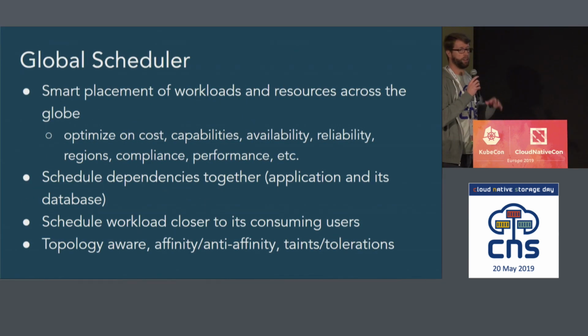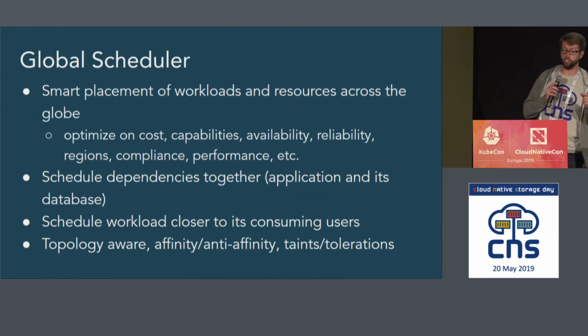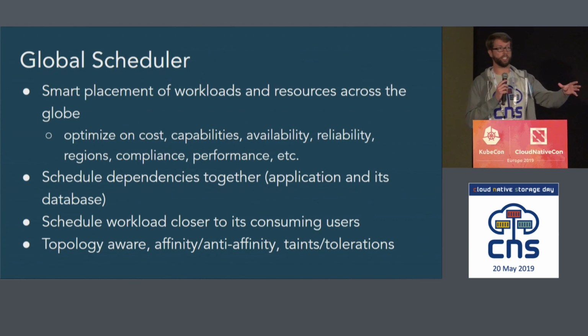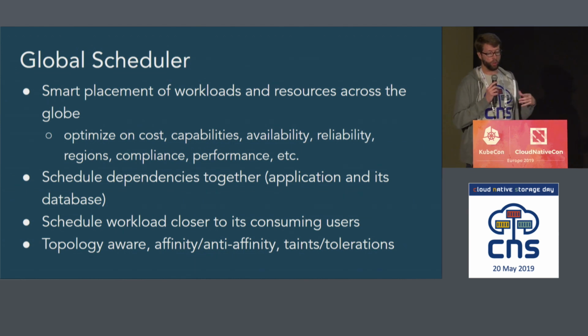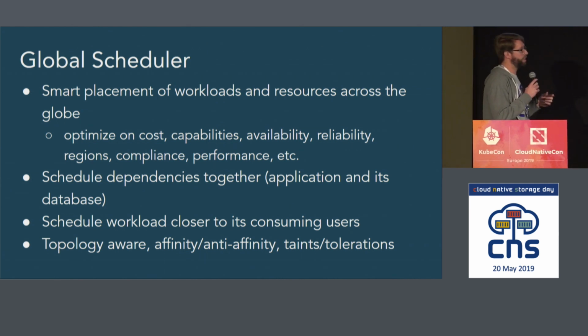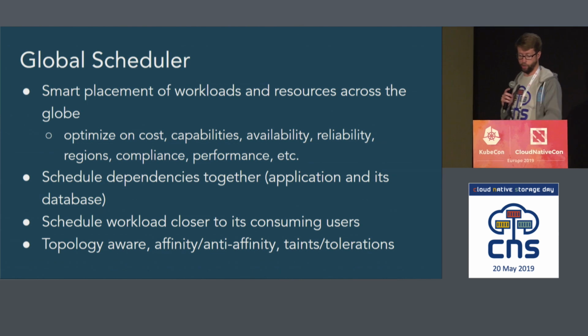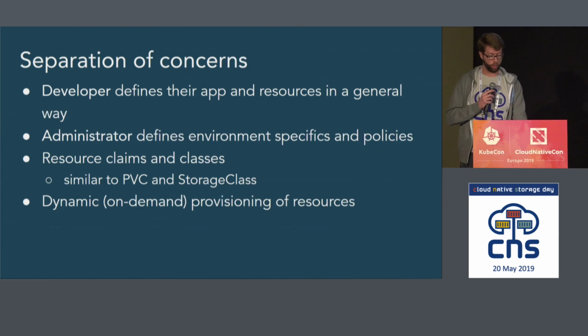When you're spanning all the different clouds, you can start doing some smart scheduling decisions. You can optimize on where you're going to place the applications and the resources so that first they're close together, so you can minimize latency for them. They're close to maybe where the user wants to consume them from. And also you can start optimizing on cost, reliability, feature sets, all sorts of things. So when you have a control plane spanning all of these clouds, you can start making smart choices.